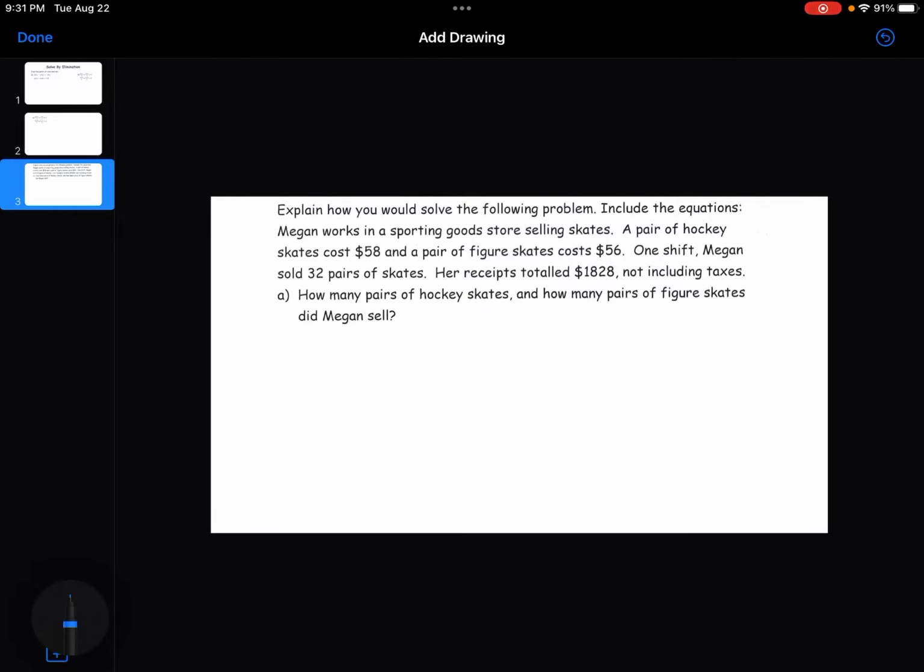So what we're going to be doing is we're moving on to looking at some problems. You need to include your equations. So identify your variables. Just tell me how you would solve it. You're not going to go through and actually solve it, and we'll take this up in class.